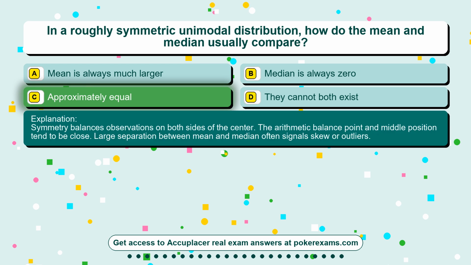Symmetry balances observations on both sides of the center. The arithmetic balance point and middle position tend to be close. Large separation between mean and median often signals skew or outliers.